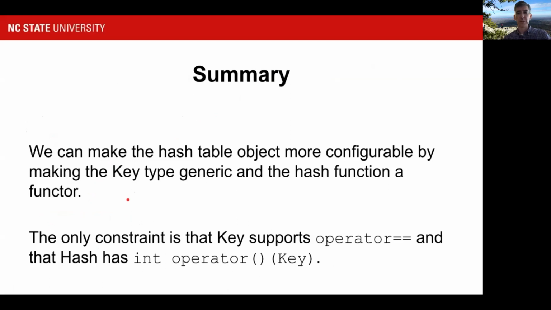Okay, we can make the hash table object more configurable as we did here by making the key type generic and by making the hash function a functor object that we use to specialize the table. The only constraint on this code for it to work properly is that the key supports operator equals equals, and that hash has an int operator defined for the key type. And as long as those 2 things are true of those 2 objects, so key has a comparison operator for equality, and hash has a function call operator, you can specialize that HT object and it should work.